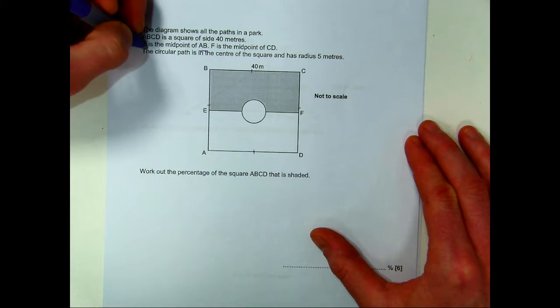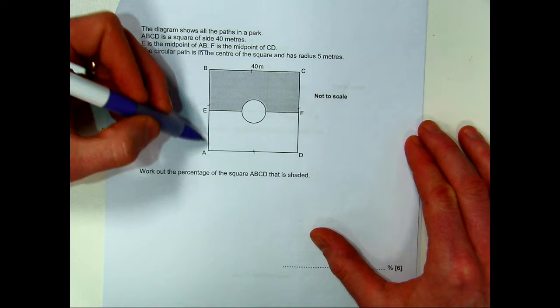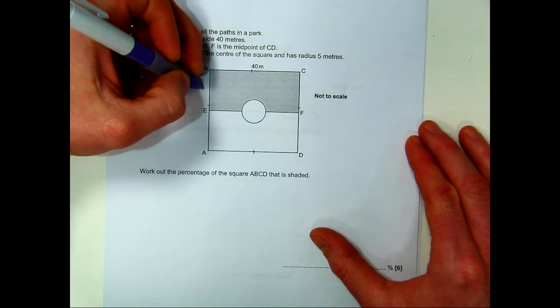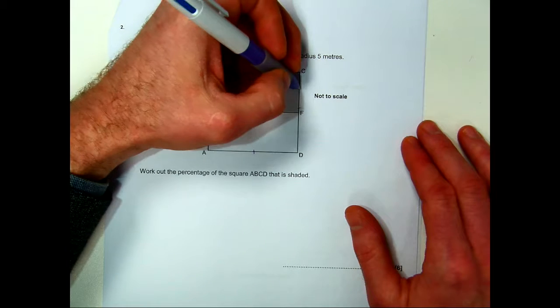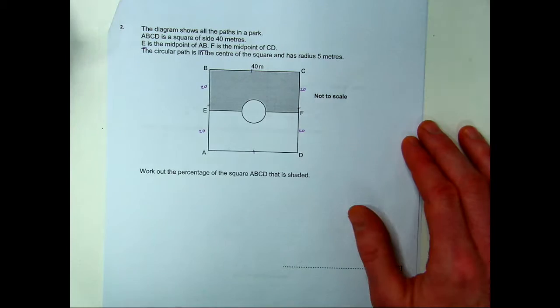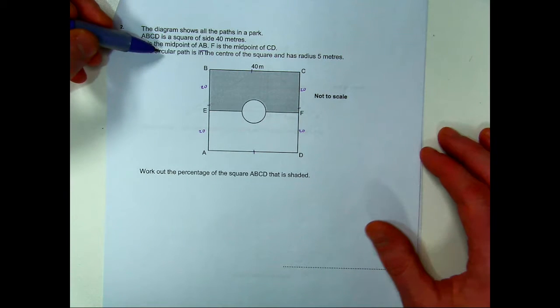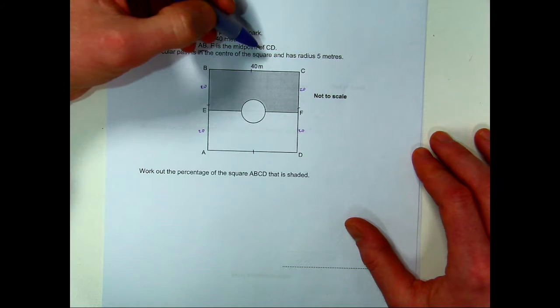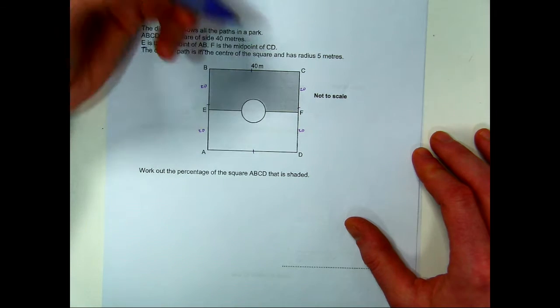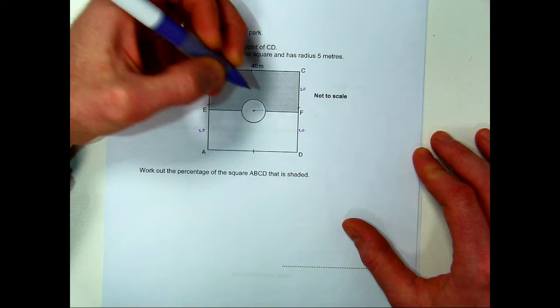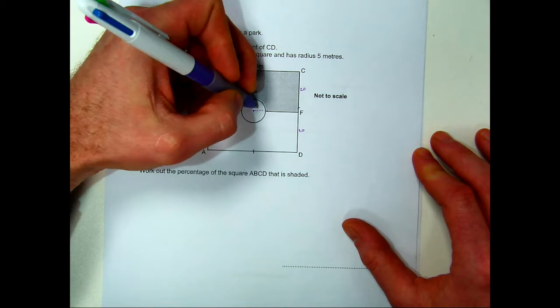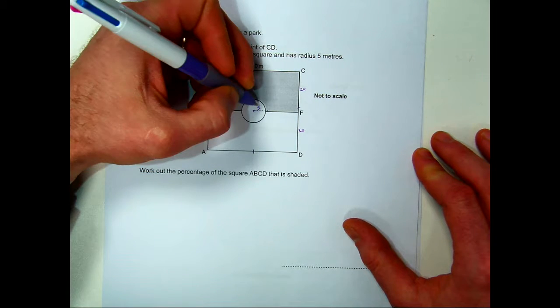So again, if I know this is going to be 40, then I know that these lengths here will be 20 because it's the midpoint, and that will be the same here. Okay, the circular path is in the center of the square and has a radius of 5 centimeters. So remember that radius is the distance from the center to the edge, so that's a radius of 5.